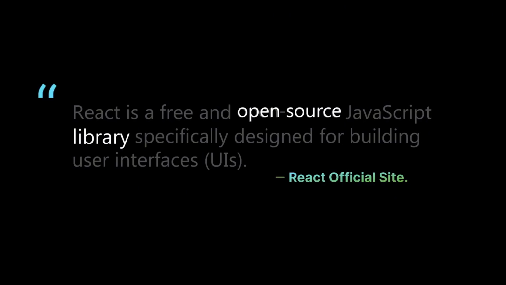Now, what is a library? A library is a collection of pre-written code that developers can use to perform a common task or add a specific functionality to their applications. Now, what is a UI? UI, or the user interface, is the means through which the user interacts with our application.